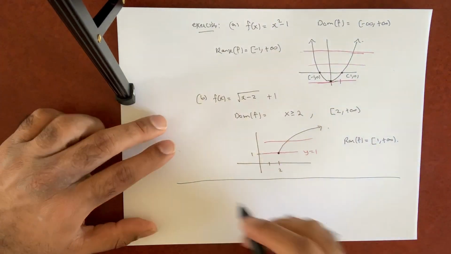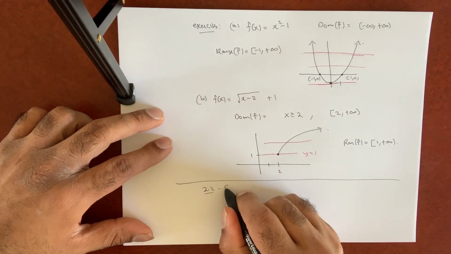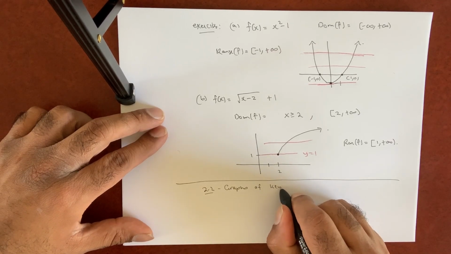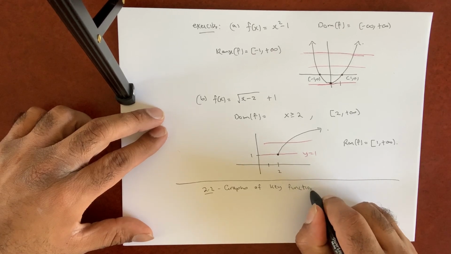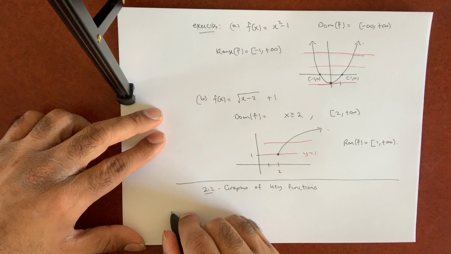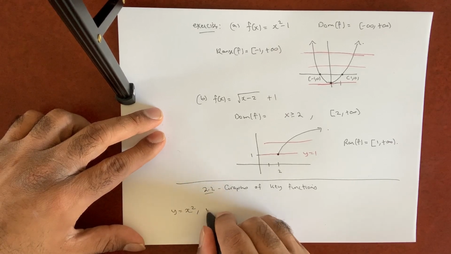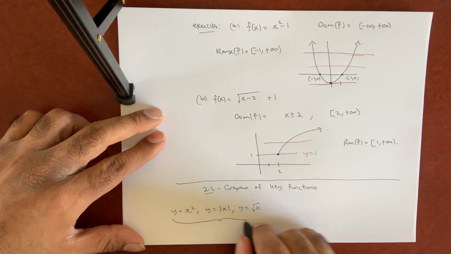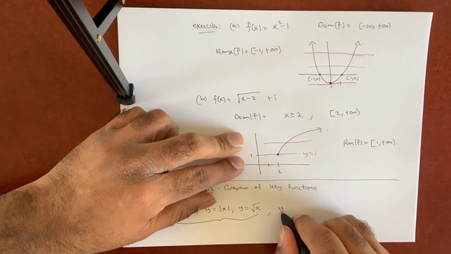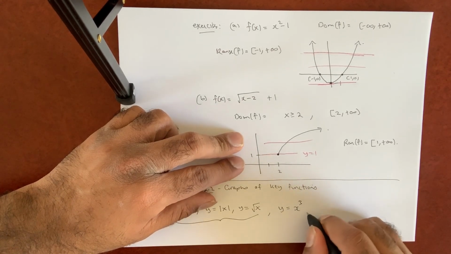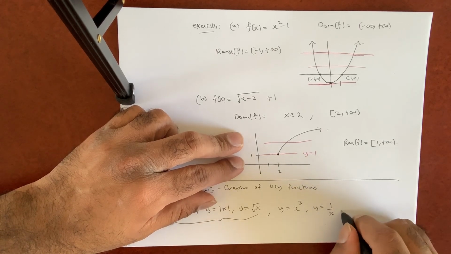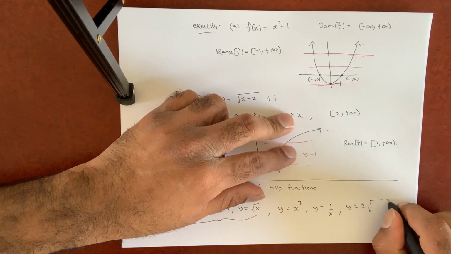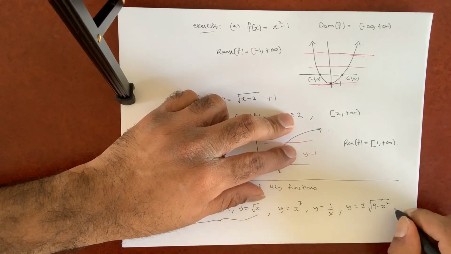We're going to dive into 2.2, which talks about the graphs of some more functions, of, I would say, key functions. And I'm just going to list some of them here. So some of them include y equals x squared, y equals the absolute value of x, y equals the square root of x. These three we have seen already. And then we have y equals x cubed, y equals 1 over x, y equals, we'll say plus or minus the square root. This is an example of a type, 9 minus x squared.